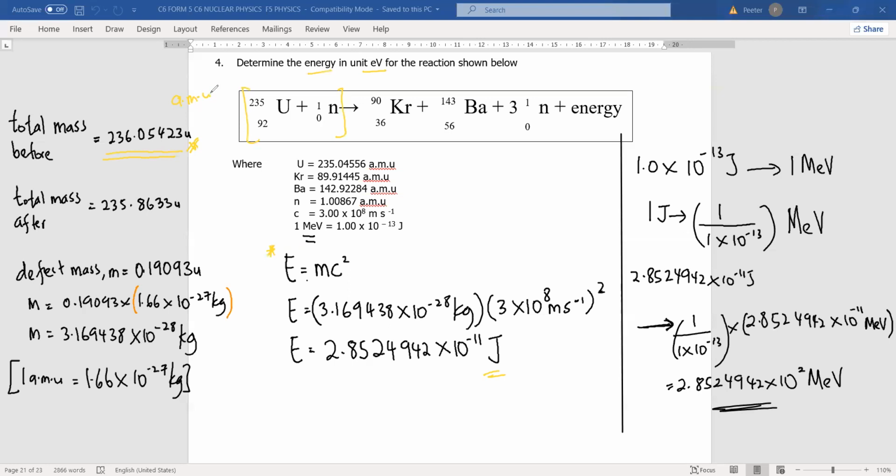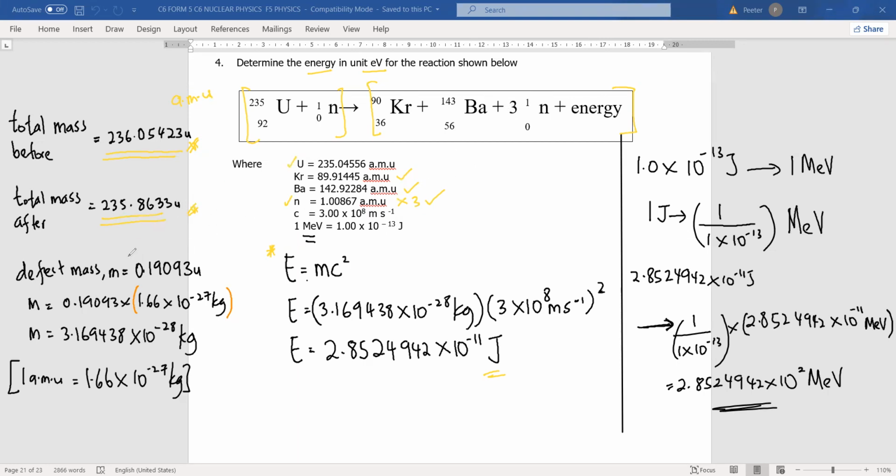So we take this plus this: before, uranium plus 1 single neutron, you get this. Then we take the total mass after the reaction, which will be 1 krypton, 1 barium, and 3 of these neutrons. If you find the total mass of krypton, barium, and 3 of these neutrons, we'll get this here.